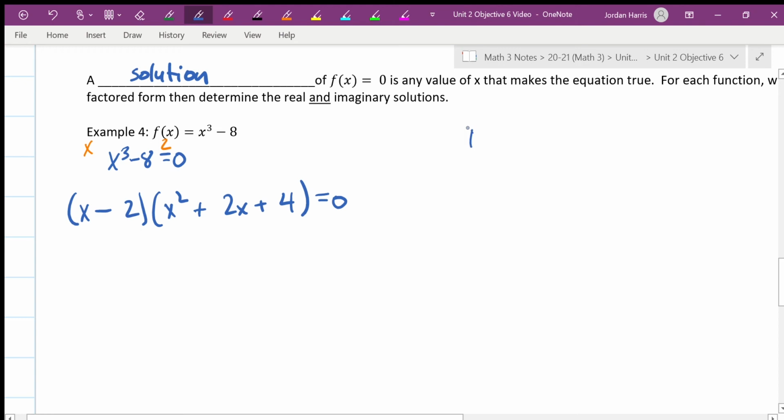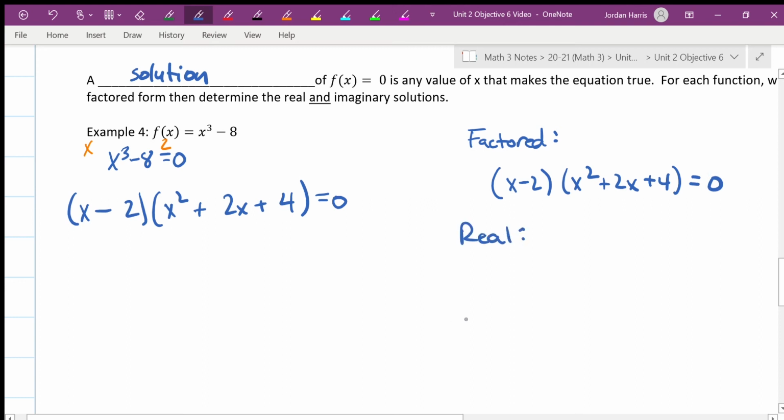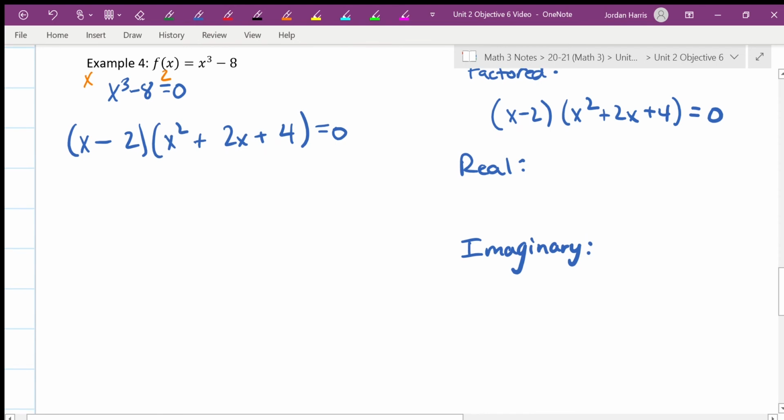So the first question, I'm going to set up on the right side what your homework actually looks like. So factored is x minus 2, x squared plus 2x plus 4 equals 0. That's the first thing that it wants to do, just factor it. Then it asks for your real, and last it asks for your imaginary solutions. Okay, so we're going to do that exact same thing. So now I have it factored.